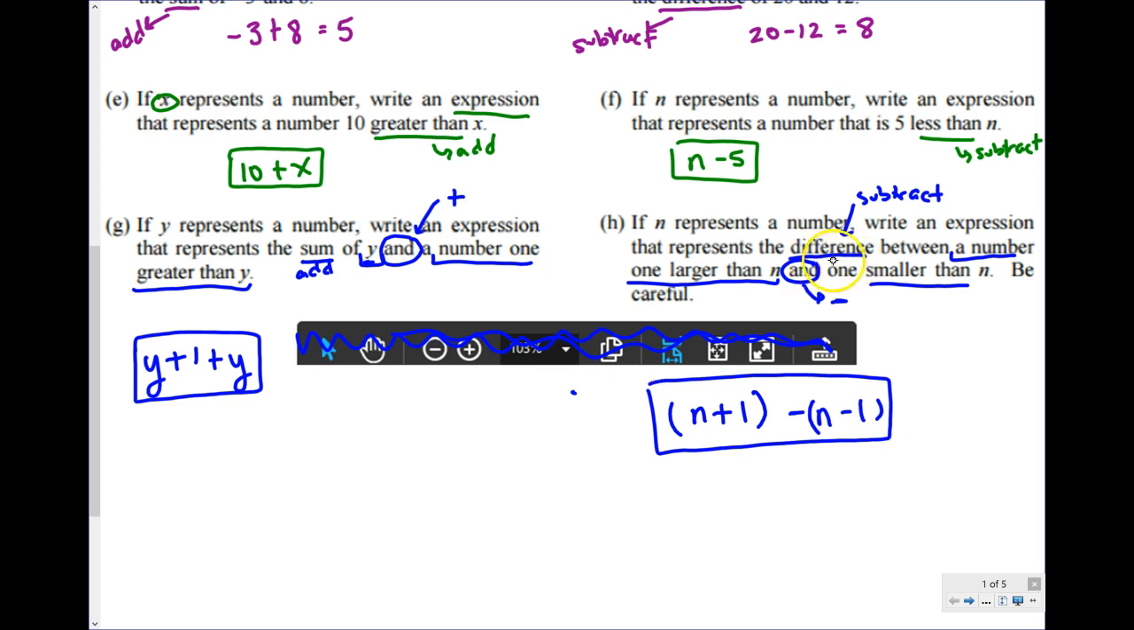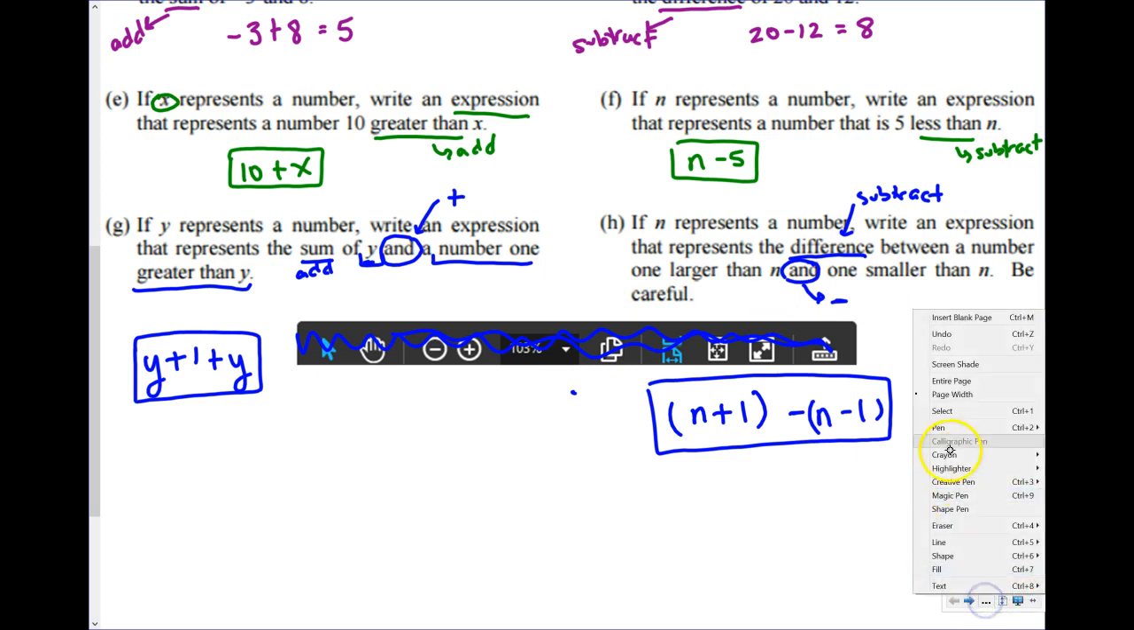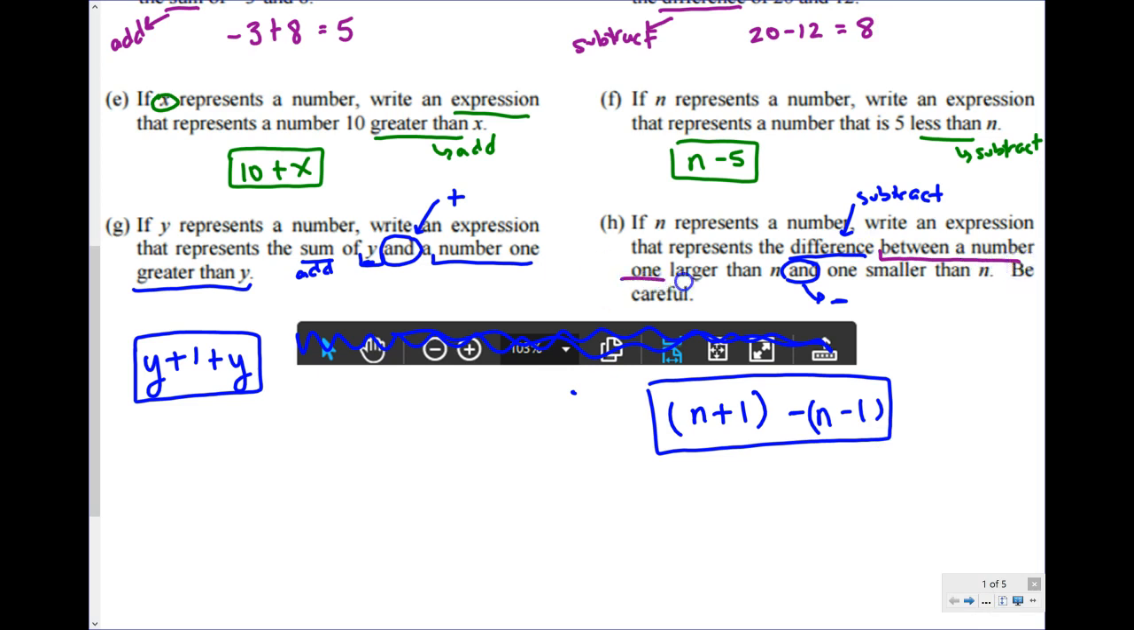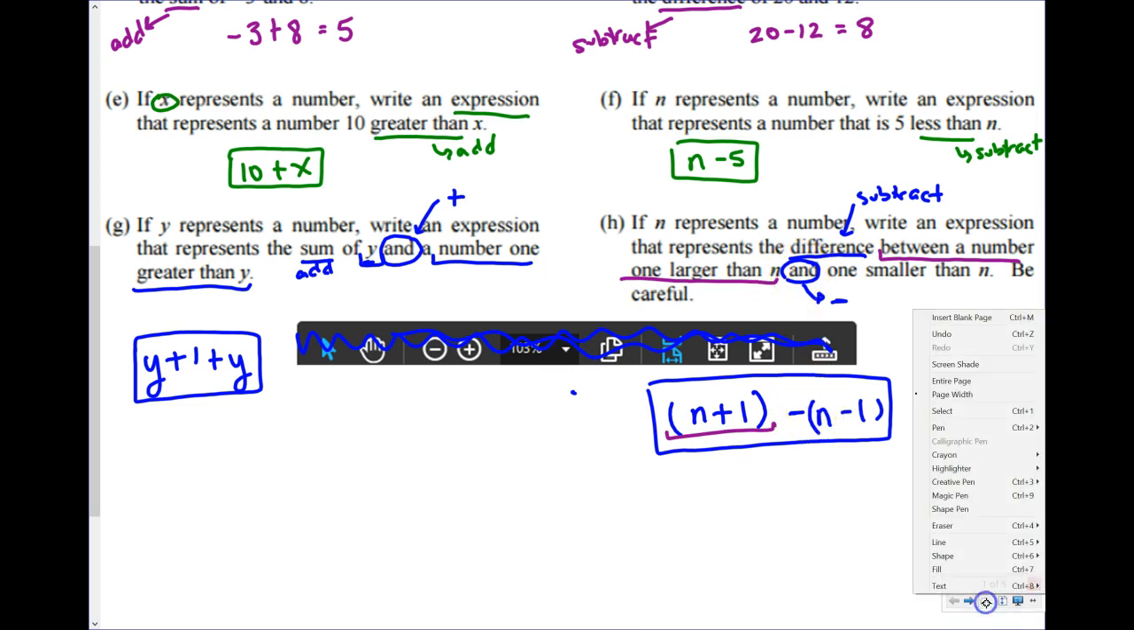Notice how I've underlined difference to let me know I subtract. And I've split up with my underlining. In fact, let me pick a different color because that might help. Okay, so I'm going to split up my coloring. So this part right here, between a number 1 larger than n, is that right here, right? That's that phrase. The blue part, and that's where I have my subtraction right here.